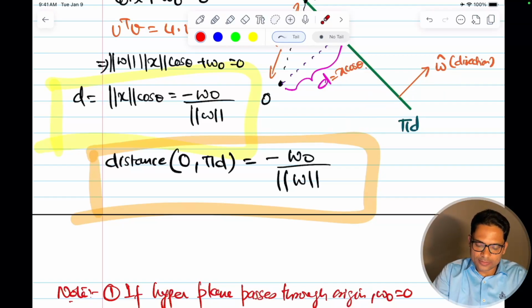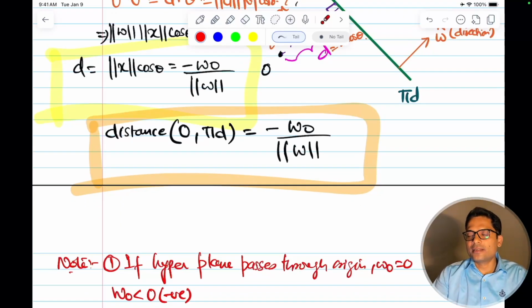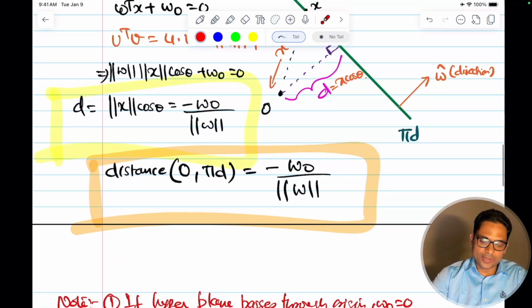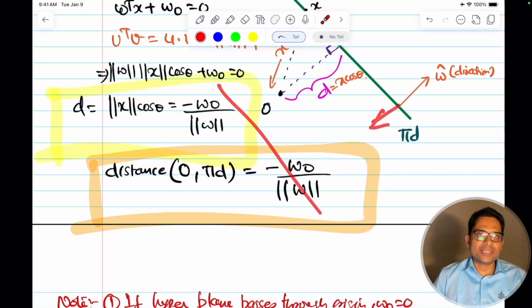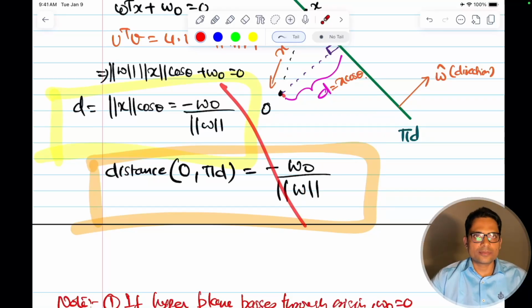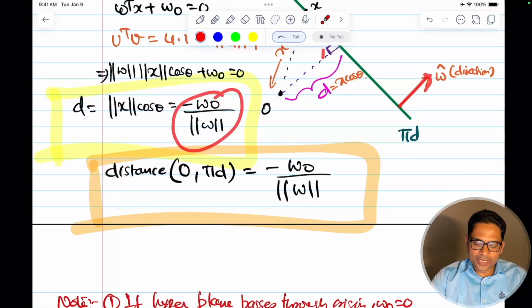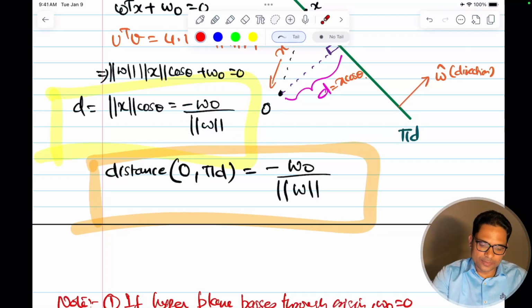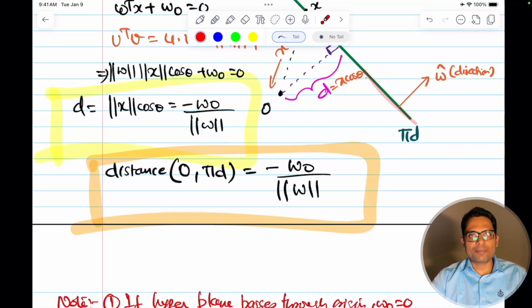And if w naught, the distance, is negative, then the plane is in the direction of the unit vector, which means it is on this side. If my unit vector would have been this side, then my plane would have been on the other side of the origin. So if this distance is negative, then my plane will be in the direction of the unit vector. Sorry, I hope this is clear. We'll do a simple example, then you will get it.